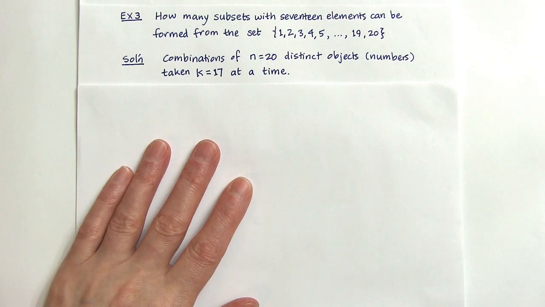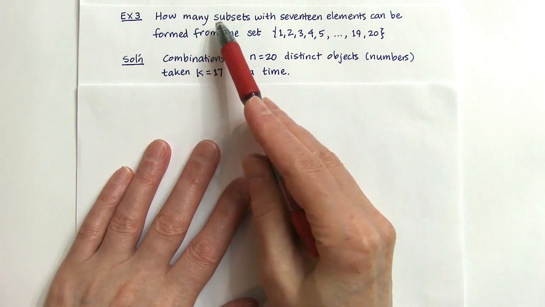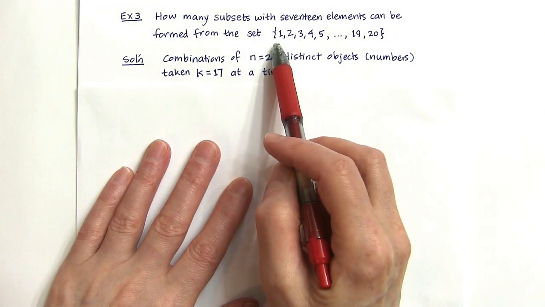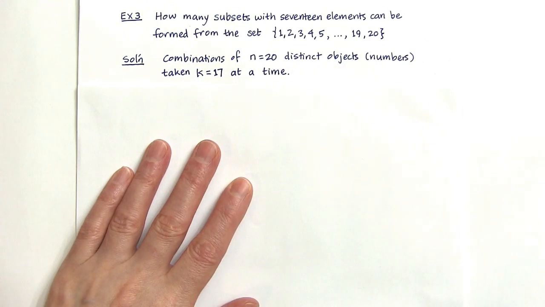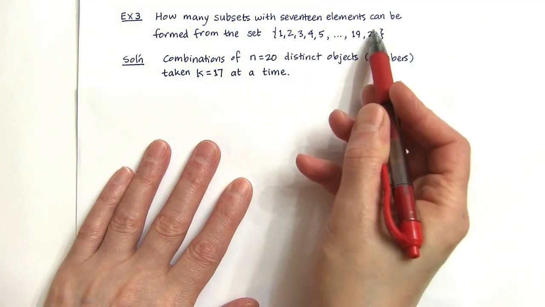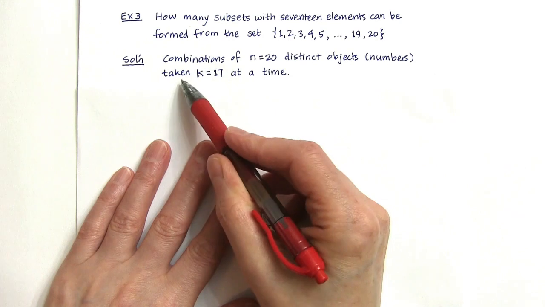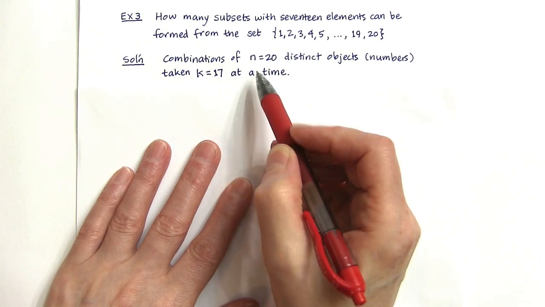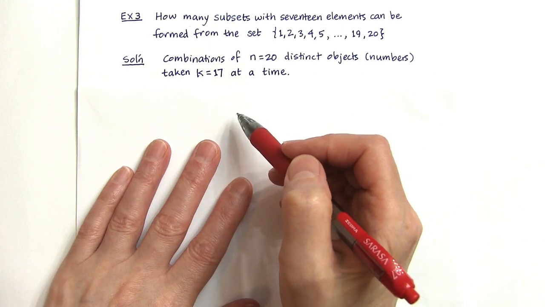The third example is just the same as the first 2 examples. Just keep practicing that n choose k formula. So this time we want to know how many subsets with 17 elements can be formed from the set of the first 20 counting numbers. So this time we're taking the combinations of n equals 20 distinct objects, taken k equals 17 at a time. So we apply the formula like this.